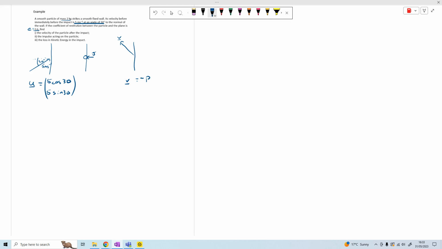So I'm going to have a negative something to the left, and then I'm going to have Q, let's call it P and Q. Okay, I could call it A and B, I can call it whatever I want, I'm just going to go with P and Q. Okay. So for part one, I need to find the velocity.